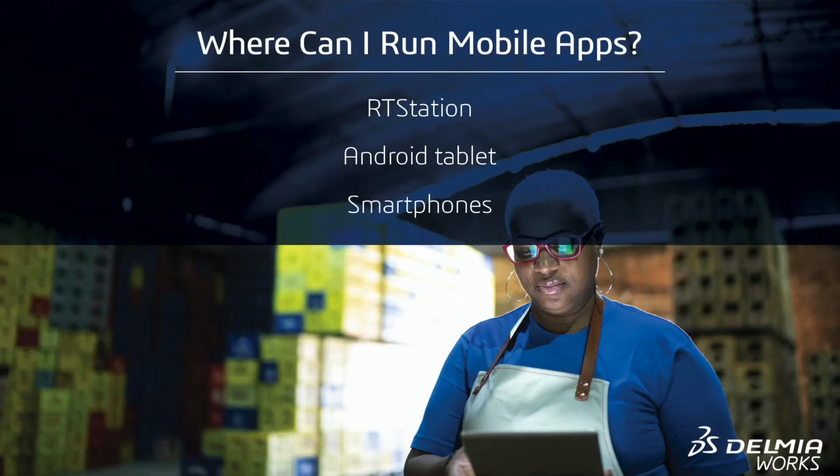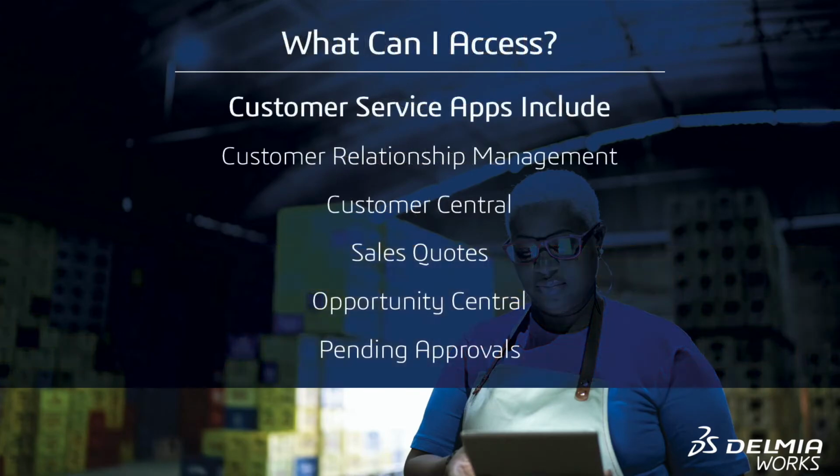Mobile apps can be run in a variety of different platforms, including DELMIAworks RT stations and mobile devices that utilize the Android operating system. Users have access to a variety of different areas through mobile applications, including customer service apps, shop floor apps, and warehouse management apps. The customer service mobile applications that are available include customer relationship management for both customers and suppliers, Customer Central, Sales Quotes, Opportunity Central, and pending approvals.